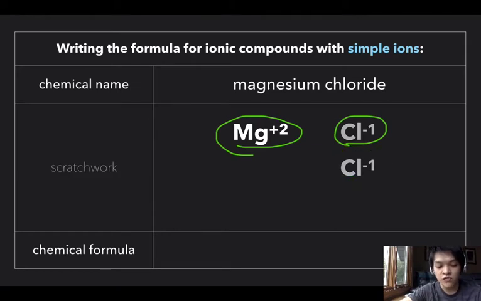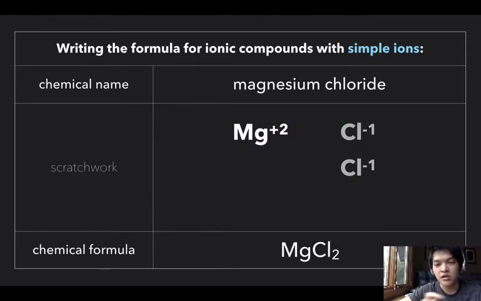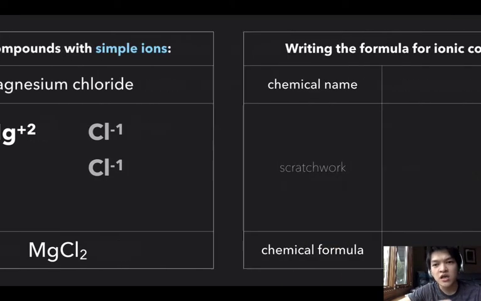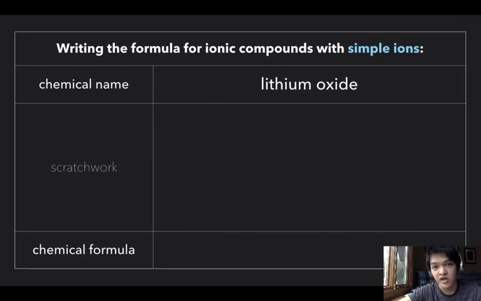Okay, so our chemical formula should look something like this. See how it says MgCl2? Because there should be 2 chloride ions. Let's take a look at our second example. In our second example, we have lithium oxide. And we have to know the charge of lithium and the charge of oxide.